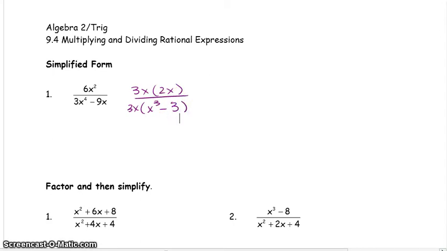Okay? So then we can cancel out our 3's, and then we're just left with 2x over x cubed minus 3. We can't do anything else from there, so this is our answer.